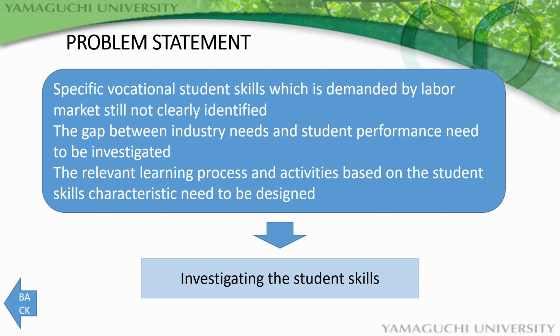The problem statement: specific vocational student skills which are demanded by labor markets are not clearly identified, and the gap between industry needs and student performance needs to be investigated. The relevant learning process and activities based on the student skill characteristics need to be designed. From the problem statement, then we investigate the student skill.